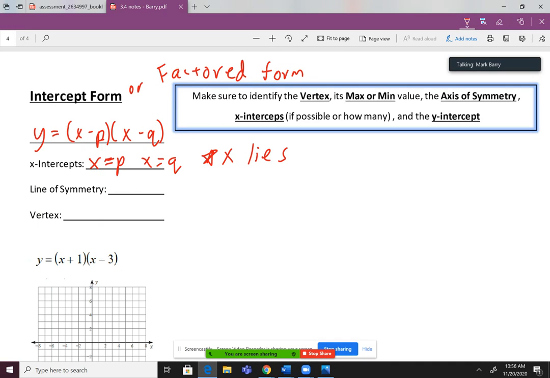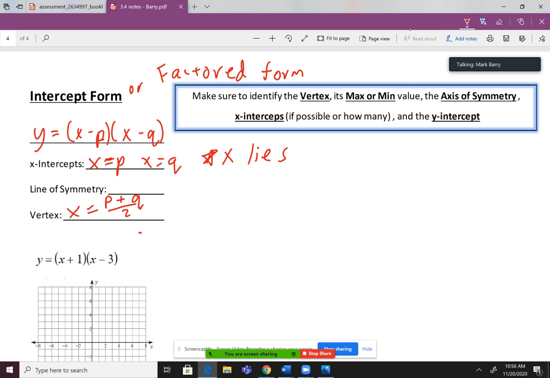Okay, next up we'll find the vertex. So to find the vertex, it's going to be x equals p plus q divided by 2. P plus q divided by 2. And what that really is, it's really the average. You guys know average, so you add it up and divide by the number of numbers. So we take our 2 x-intercepts and we take the average.